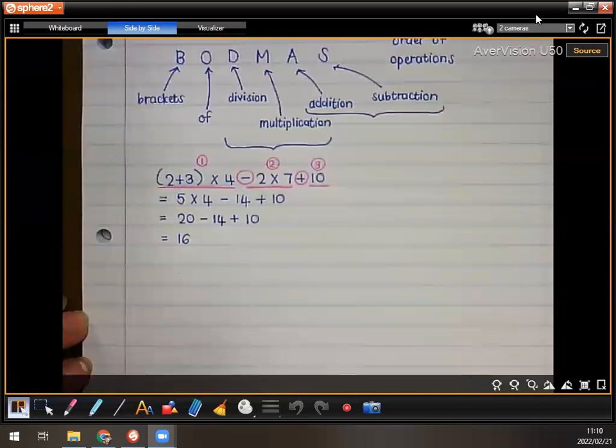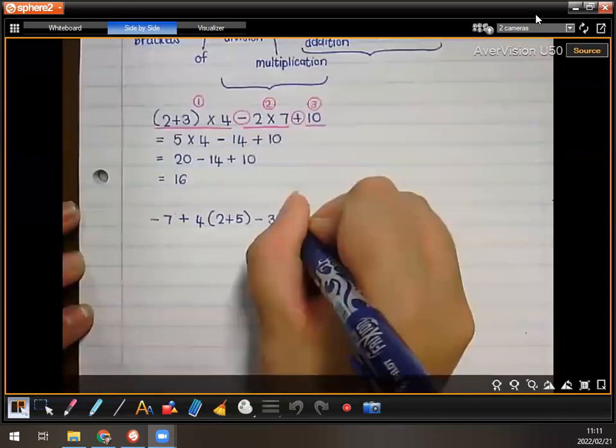Okay, so what is 5 times 4? 20. So that's 20 minus 14 plus 4. Okay, what is 20 minus 14? 6, and 6 plus 4. So that's the final answer, guys. Any questions on that?